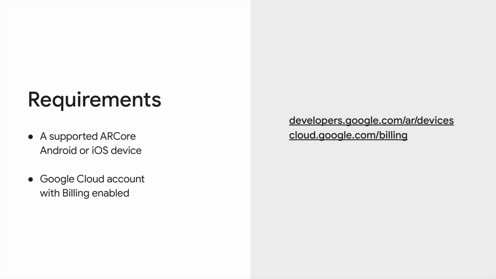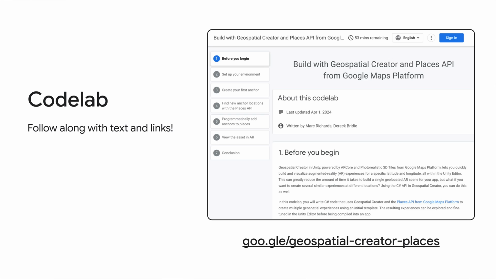To complete this workshop, you'll need the following: a supported ARCore Android or iOS device that's set up for local development, and a Google Cloud project that has billing enabled. Check out the links on screen for more information about these requirements. This workshop also has an accompanying textual code lab, where you can read through all the steps I'll be going through in detail. If you get stuck, be sure to check out the links and steps over there. With all that out of the way, let's get started with the workshop.